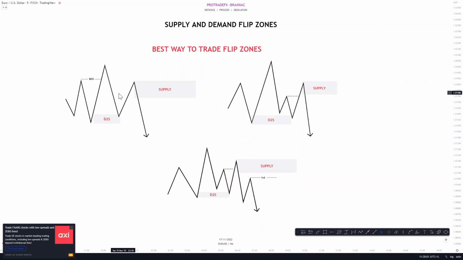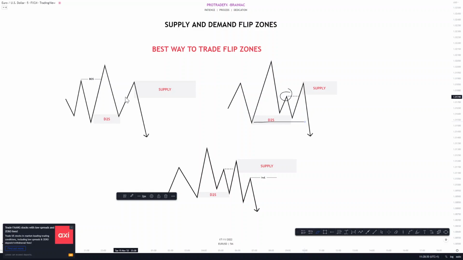So in this first model, there is no form of internal liquidity before the demand was flipped, right? But in this one, there is an internal reaction before the demand was flipped. This high right here was an internal high that got run before the demand got flipped, right? In this case, there is a sweep of liquidity, but here there is no sweep of liquidity. So how do we use this?